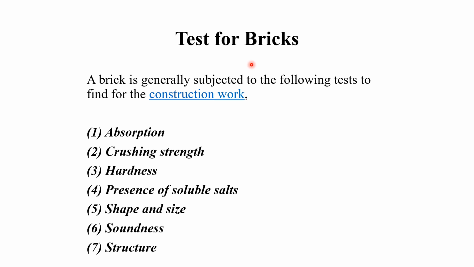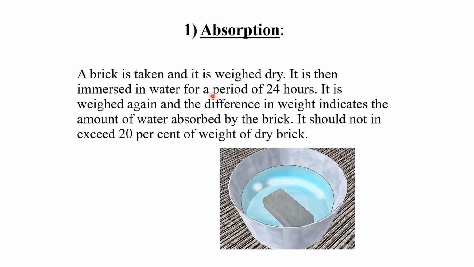Now I will discuss the tests on bricks. A brick is generally subjected to the following tests to check its suitability for construction work. To check the quality of bricks, these seven tests should be performed before construction. First test is the absorption test. A sample brick is taken from the lot and weighed dry. The dry weight of the brick is noted. For drying you can put it in the oven. After it is dry, you take the weight, that is W1.